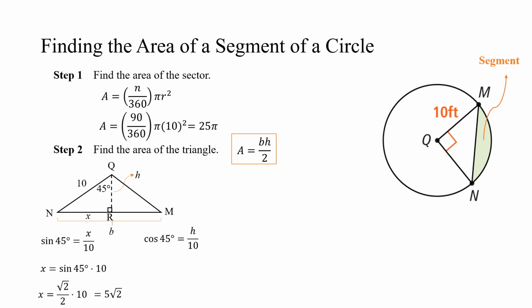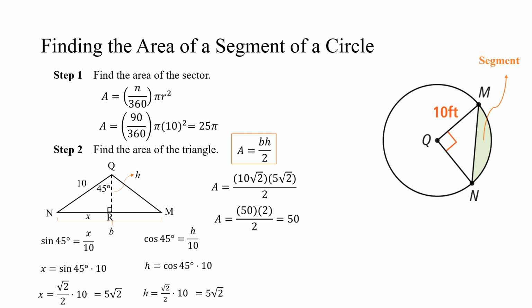To find h, now I'm going to use cosine, which is adjacent over hypotenuse. Multiply both sides by 10. H is equal to cosine of 45 degrees times 10. Cosine of 45 degrees, just like sine of 45 degrees, is also the square root of 2 over 2. So h is equal to 5 times the square root of 2. Remember that the base is not x, but the base is 2 times x. So if x is 5 square root of 2, 2 times x is going to be 10 square root of 2. So base is 10 square root of 2, height is 5 square root of 2, multiply them together, divide by 2. 10 times 5 is 50, square root of 2 times the square root of 2 is simply 2, 50 times 2 divided by 2 is going to give you an area of 50. So the area of the triangle is 50 feet squared.